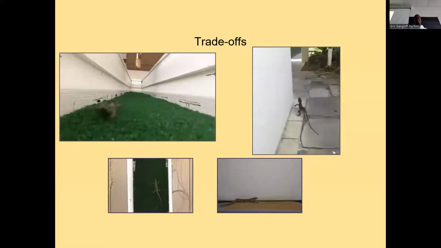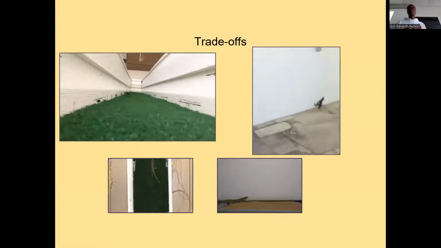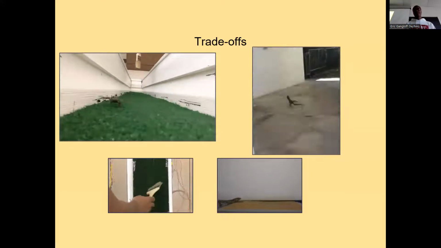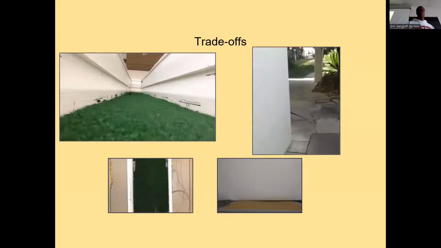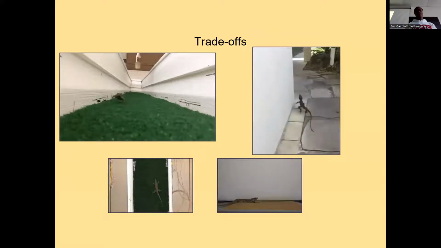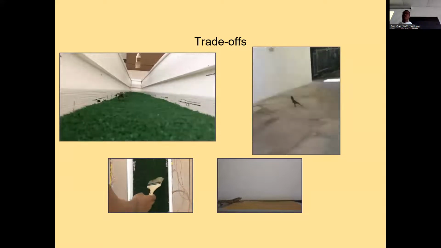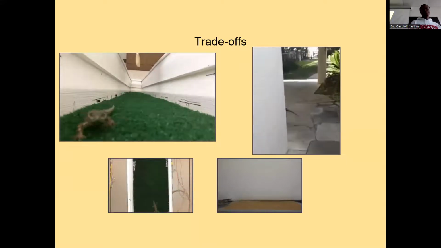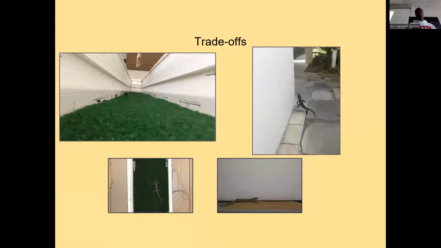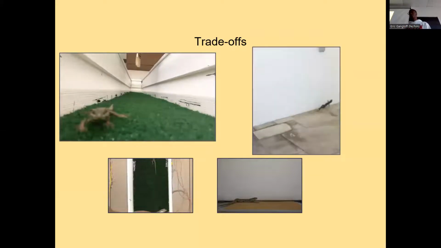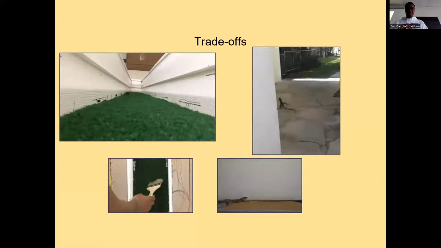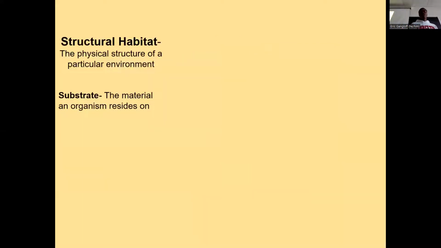Another great example of a trade-off is between climbing and clinging. We found this in Podarcis, whereby Podarcis lizards who are better at climbing are actually worse at clinging and vice versa. So that's just a really cool example of more trade-offs, especially in performance.